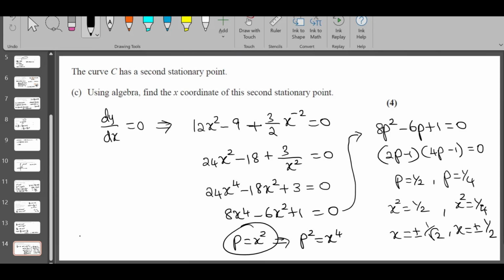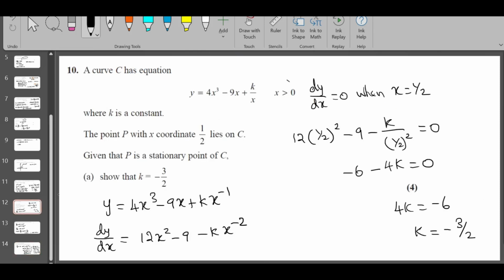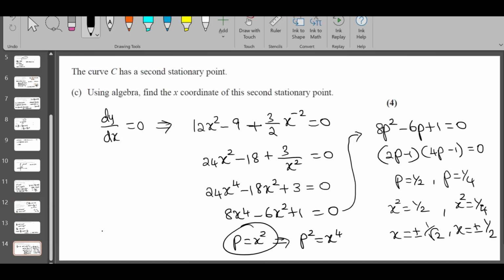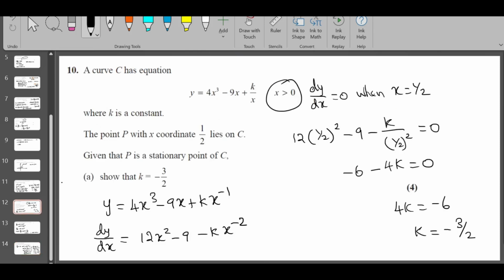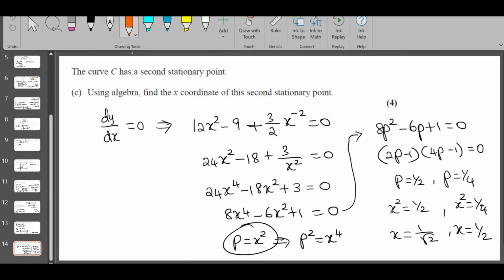So now that's when you need to go back to the question. It says x is positive. So there are two options: x is positive 1 over root 2 or positive 1 over 2. But we know 1 over 2 is the x coordinate of point P, right? So therefore the x coordinate of the other stationary point is 1 over root 2. That's all.